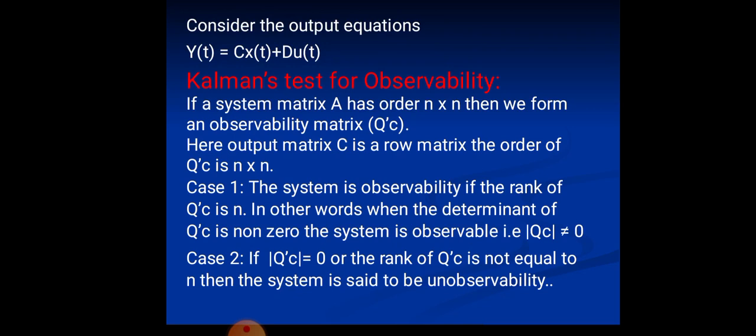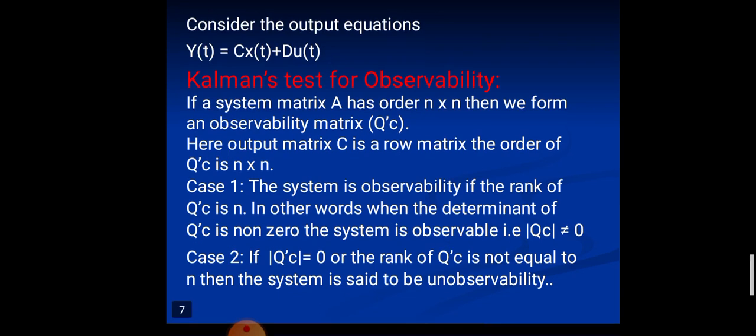Case 1: the system is observable if the rank of Q dash C is n. In other words, when the determinant of Q dash C is non-zero, the system is observable, that is, mod of determinant of Q dash C not equal to 0. Case 2: if the determinant of Q dash C equals 0 or the rank of Q dash C is not equal to n, then the system is said to be unobservable.